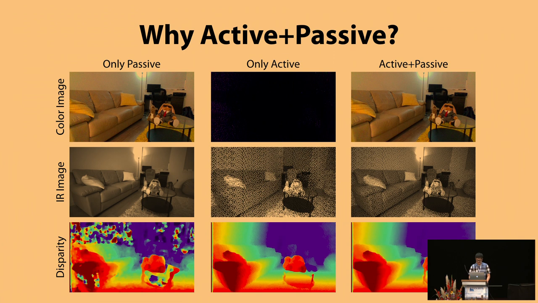From the only active case in the middle, the depth is well estimated but is missing some details that are hard to capture from the active pattern, such as the right edge of the coffee table. In contrast, these details can be recovered from the passive component. And therefore, a combination of the two works best in practice.